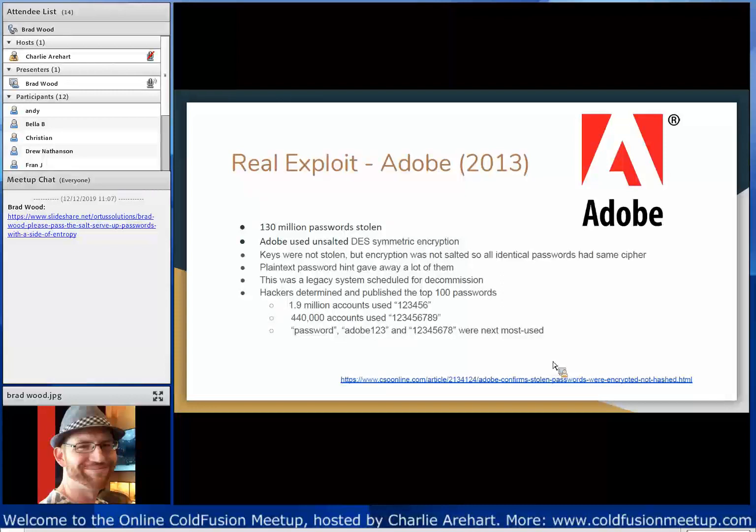Adobe also had a plain text password hint that gave away a lot of the passwords. So when you created your account, they allowed you to put in a hint in case you ever forgot your password. And guess what? A lot of people just type their password right into the hint box, because if they ever forget it, they just want it to be dead easy, right? You can't trust people to use that well. So the password hint column just handed most of the passwords to the hackers.